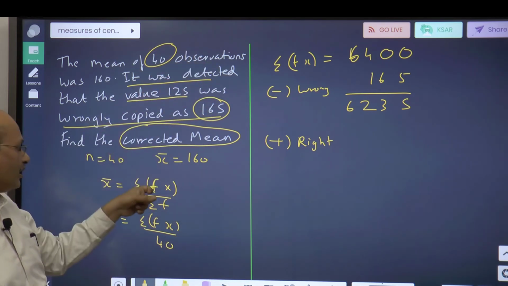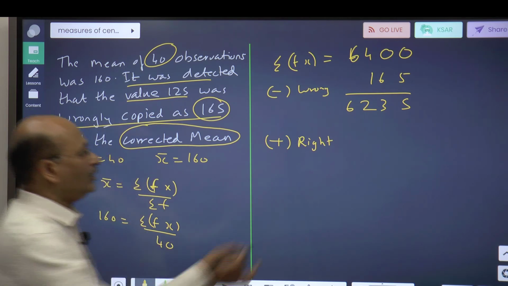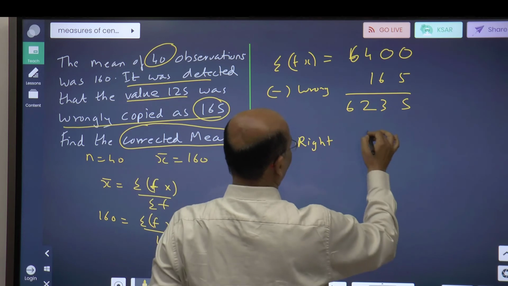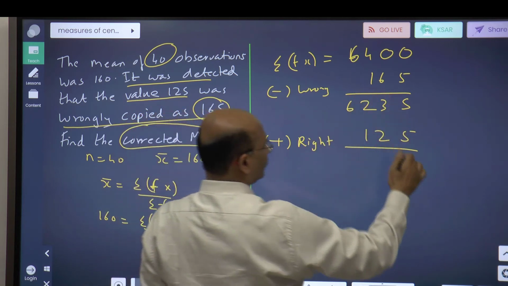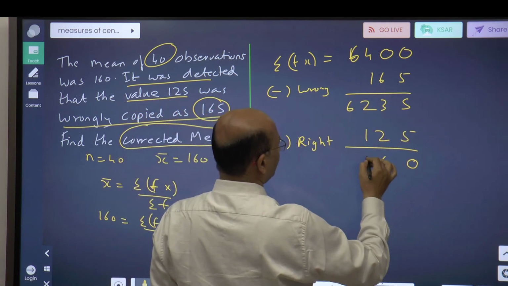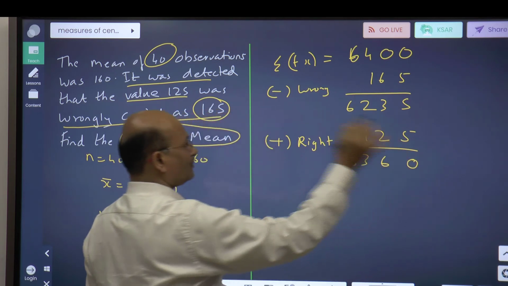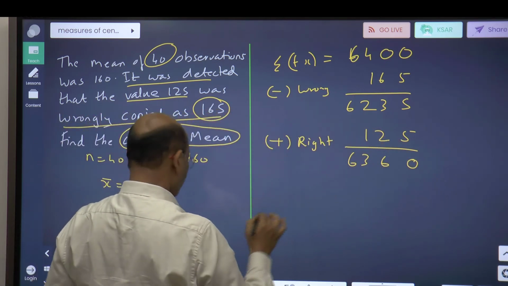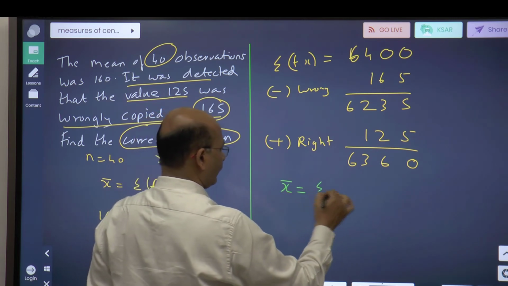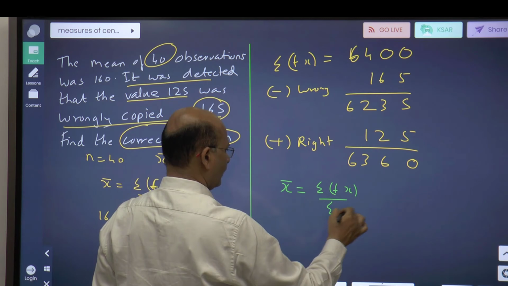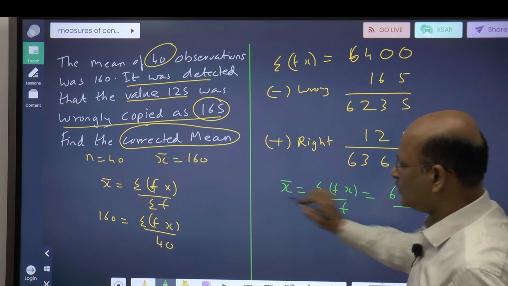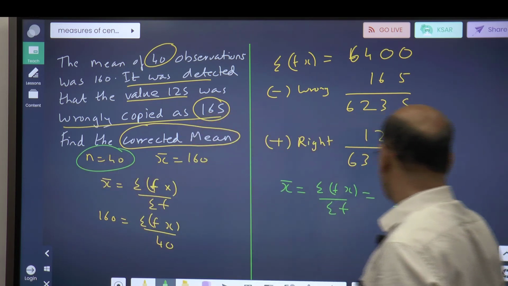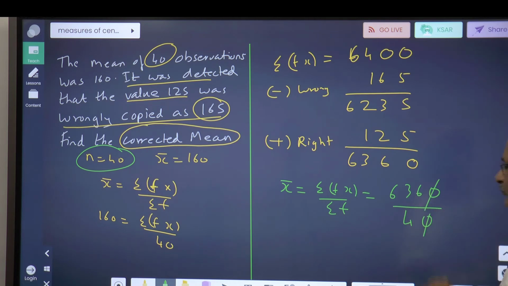If the total becomes correct, then this formula will help me find the corrected mean. So what is the right data? 125. So add 125. Simple working, don't confuse yourself. 6235 plus 125 is 6360. So this is my fx now. So I can get the new x bar as summation fx upon summation f, which is equal to 6360 divided by summation f. What is summation f given to you? 40. You can do the calculation on your own. How much?